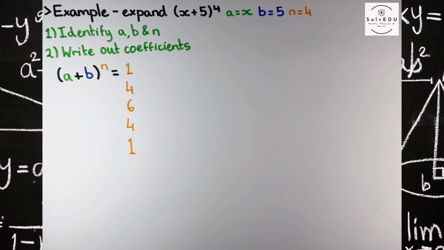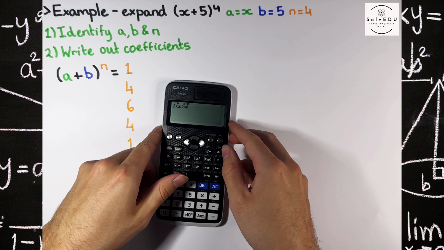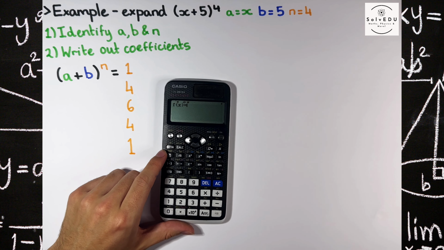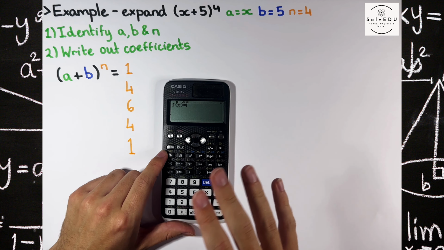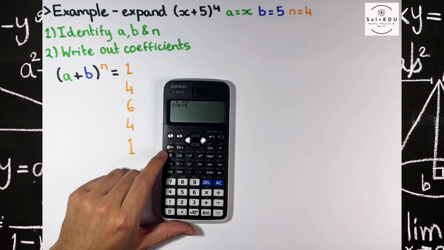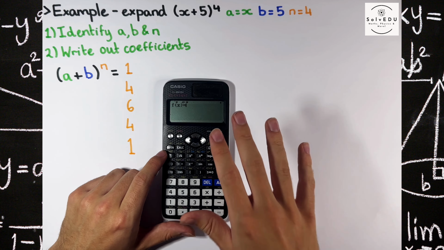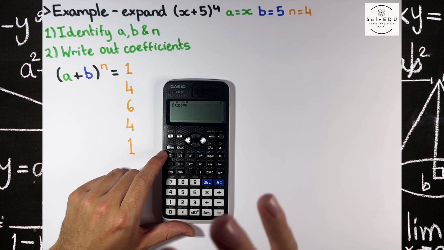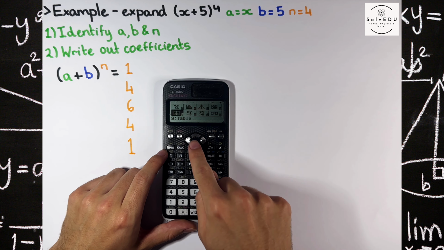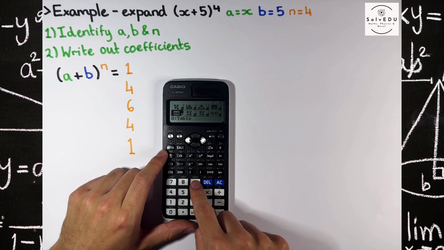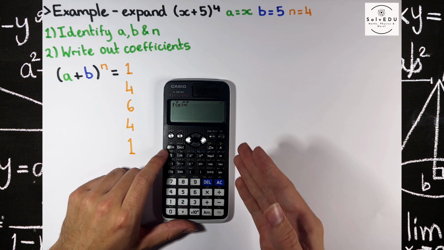Now I've got the old Casio FX991EX. If you've still got this, please keep hold of it. It's a fantastic calculator. Don't like the new ones as much, but anyway, you can still press the same buttons. It'll still work. So go into your menu settings, go to table, which is number 9 on this calculator.